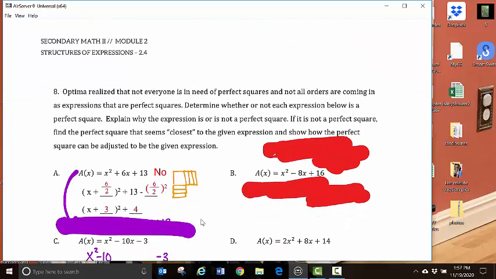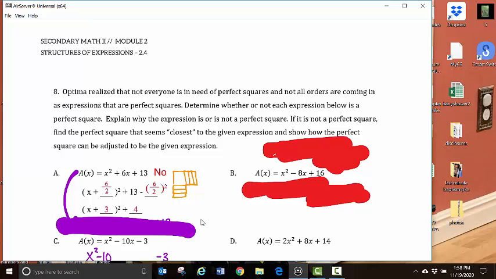All right. So now we're going to look at the algebra. Optima realizes that not everyone is in need of perfect squares, and not all orders are coming in as expressions for perfect squares. Determine whether or not each expression below is a perfect square. Explain why the expression is or is not a perfect square. If it is not a perfect square, find the perfect square that seems closest to it.